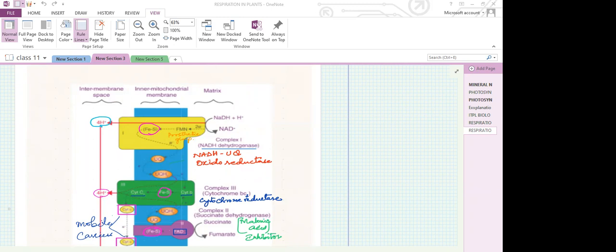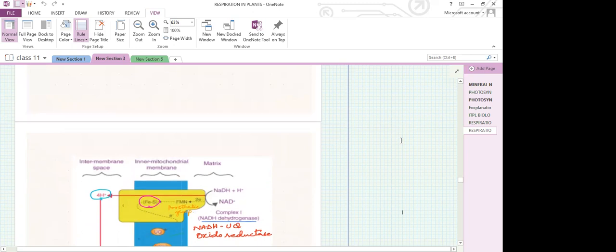Bihan, why does the electron have to be transported? Where does this electron come from? Okay, answer. If you know all this, these are the questions children always wonder. Where does this electron come from? The NADH. Sorry? NADH molecule.